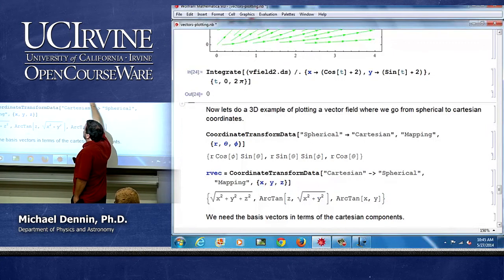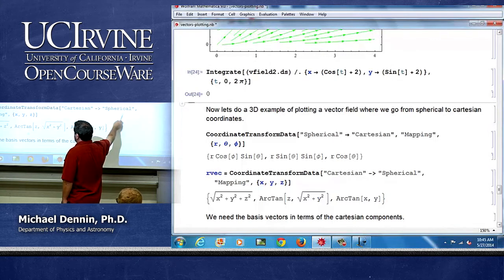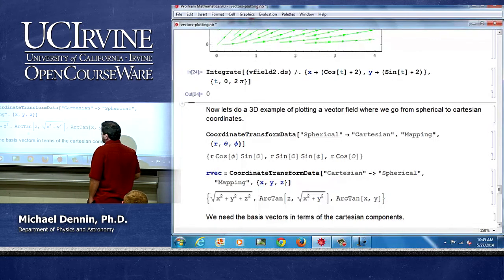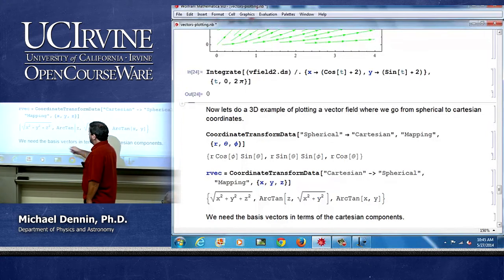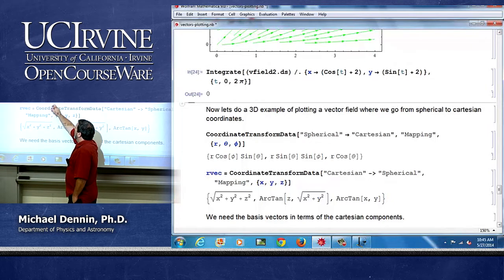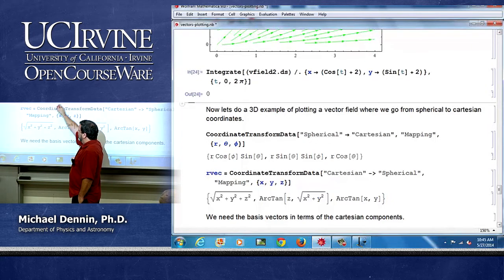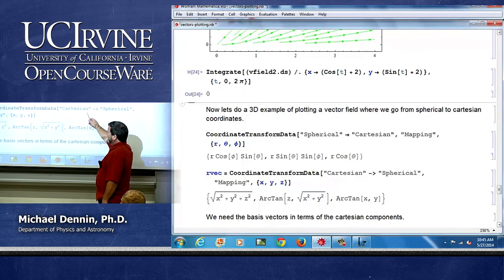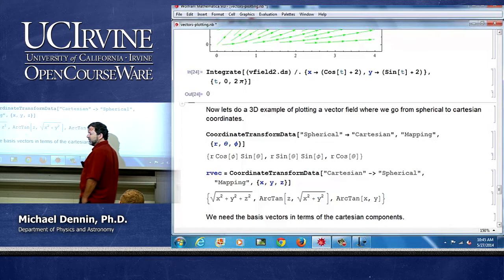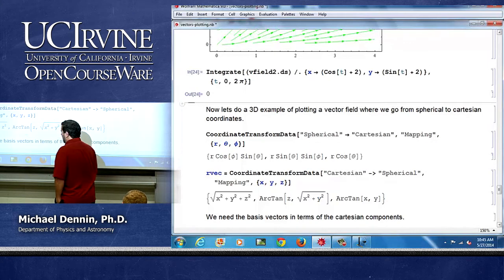So here I'm going spherical to Cartesian in terms of r, theta, phi. And this is Cartesian to spherical. And so this is r, theta, and phi in terms of the Cartesian. This is x, y, z in terms of the spherical. It's a little weird, right? This is like Cartesian to spherical. This is plugging the Cartesian into the spherical. So the arrow I find strange. That's just me, but it might make sense to you. But you can see what you get out of it.